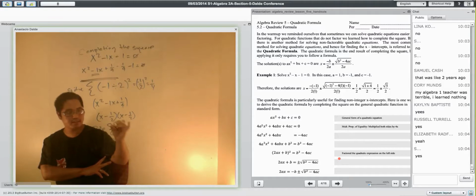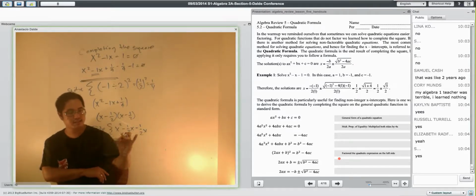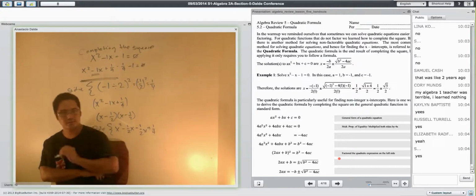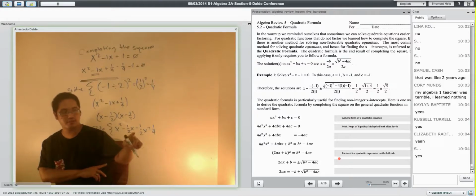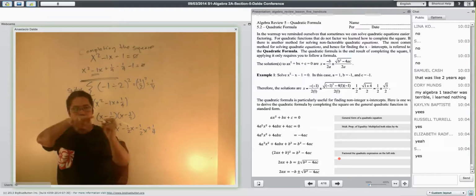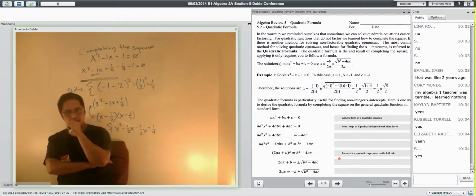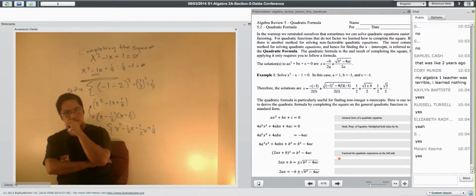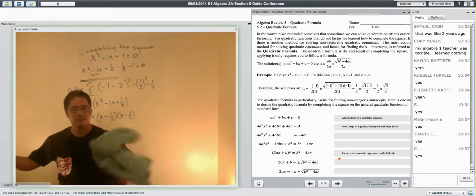Foiling that, we get x squared. The outers is negative 1/2 x. The inners is also negative 1/2 x. And the last is positive 1/4. When you add negative 1/2 plus negative 1/2, you get negative 1. I'm going to stop and ask this question. Do you believe me that these are the same now? I'm not trying to trick you, I'm just asking. All I did was I FOILed this out.